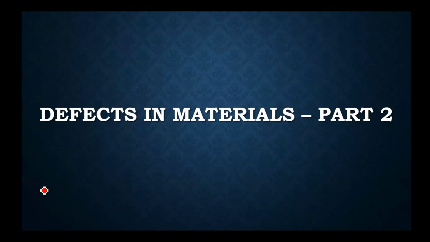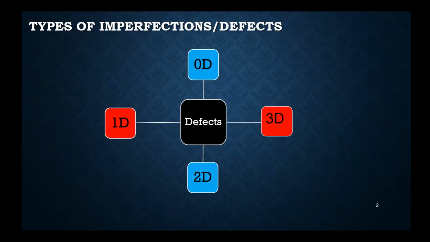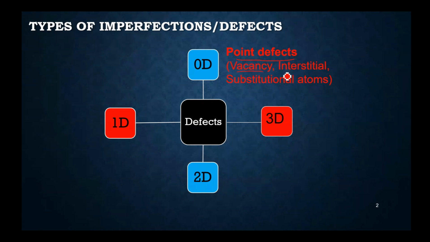Give you a brief recall of what we had covered in the first one-hour class this week, and then I'll move on with the continuation of what we had covered in the last lecture. So we initially started with the zero-dimensional defects, in which we looked into point defects and different kinds of point defects, including vacancy, interstitial, and substitutional atoms.